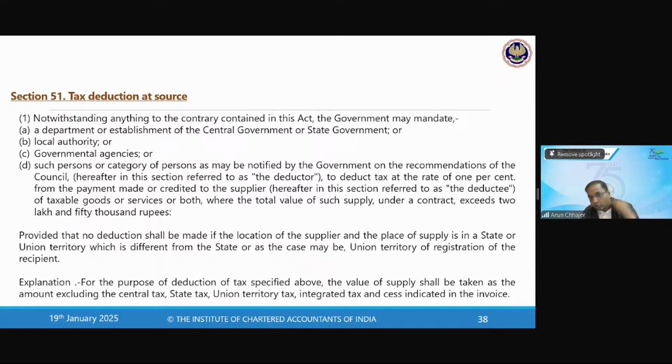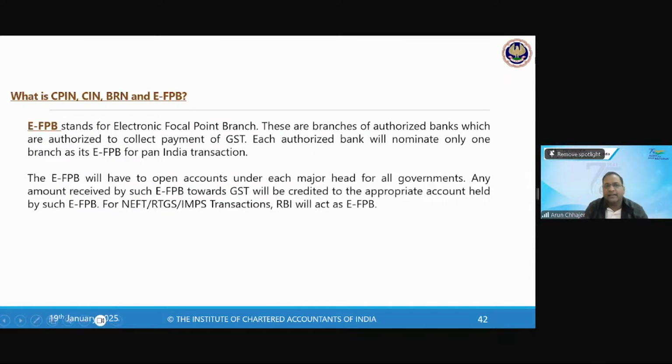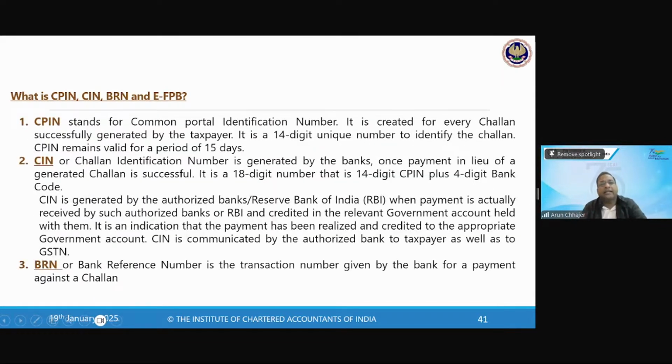Now let's move to section 51. So that one part I have not taken in this: CPIN, CIN, BRN and EPB. When you go to the portal, मैंने पोर्टल भी नहीं बताया, मुझे पोर्टल भी आपको बताना है, ठीक है? Then PMT 06, that is the concept of challan.